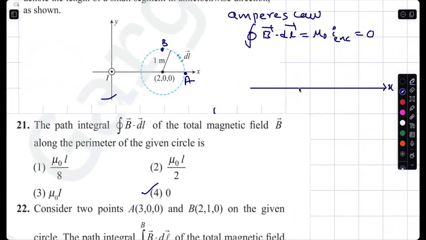X axis, this is A, B, will take C for example.